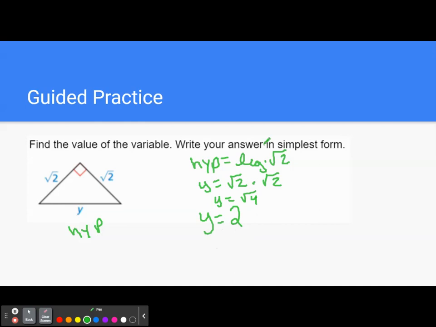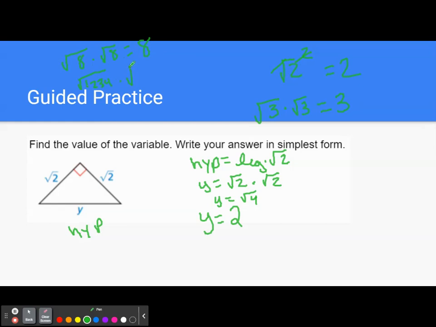Now, this works with anything, because the square root of 2 times the square root of 2 is the same thing as the square root of 2 squared. And a square root and a squared cancel each other out. So you're just left with 2. So that works with any number. So if you have the square root of 3 times the square root of 3, that's just going to give you 3. The square root of 8 times the square root of 8 is 8. That's not 64. 8 times 8 is 64. What's the square root of 64? 8.